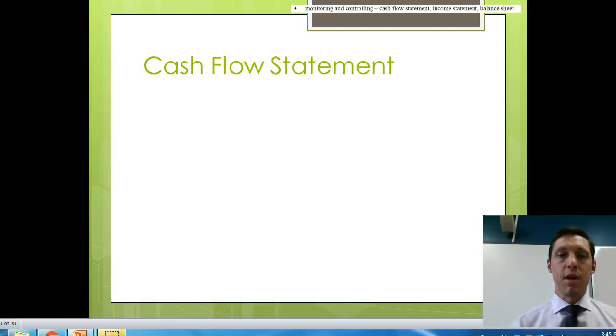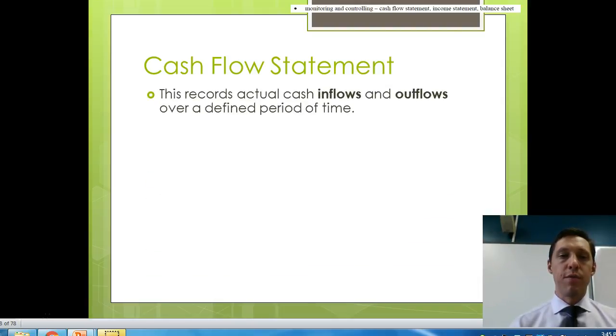Okay, so to start off with the cash flow statement, probably the statement that is looked at the least from a lot of stakeholders' perspective, but it is of critical importance, and it's very important to understand its role. It effectively records cash inflows to the business, that money coming in generally in the form of revenue, and that money going out in the form of expenses or costs to the business. And it's over a specific period of time.